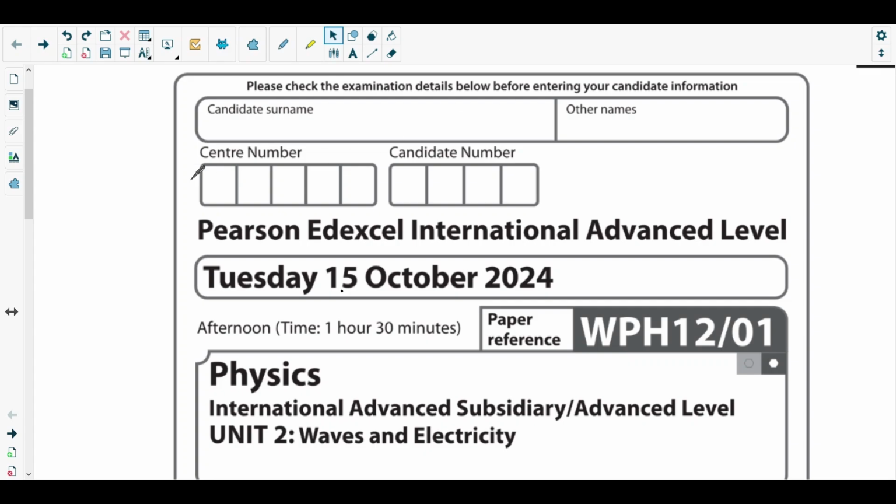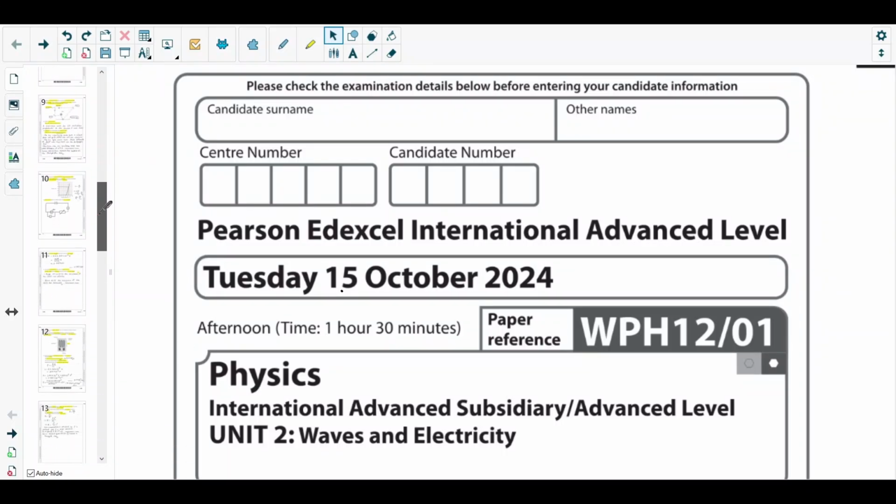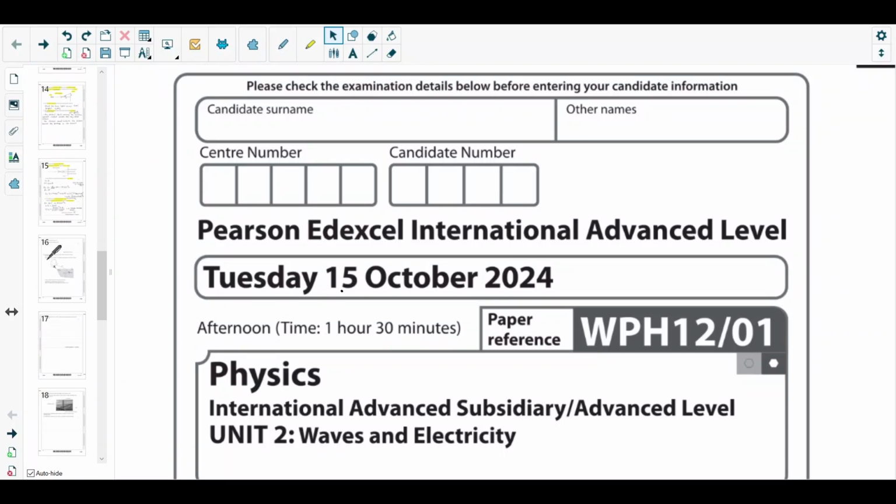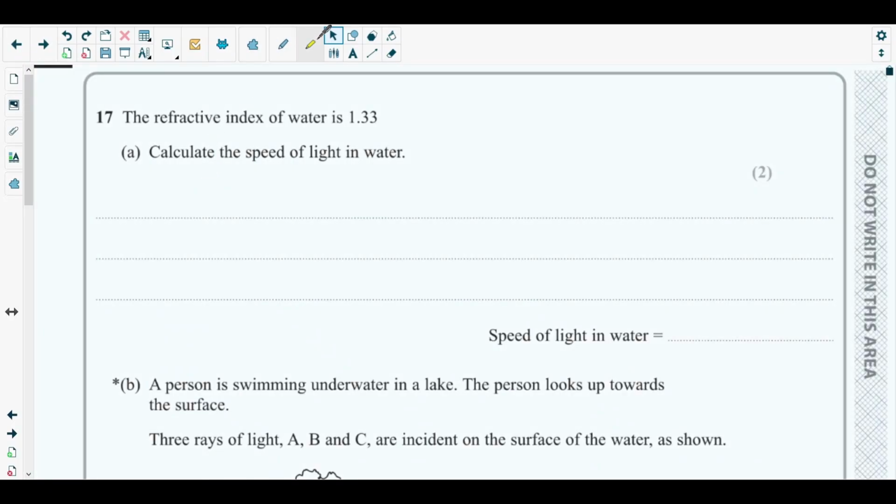In this video, we will be discussing question number 17 from the most recent past paper of Physics Unit 2, which is the October 2024 paper. So let's get started with question number 17 of this paper. The question says the refractive index of water is 1.33. So part A is asking to calculate the speed of light in water.